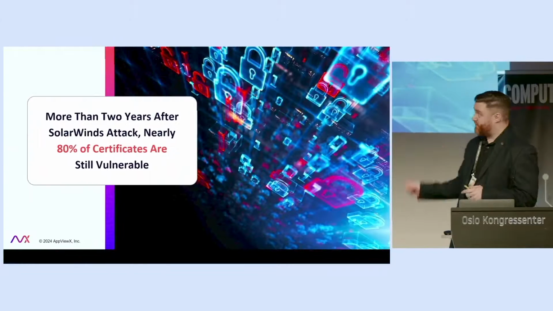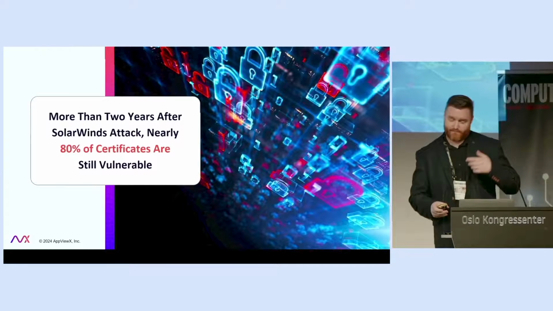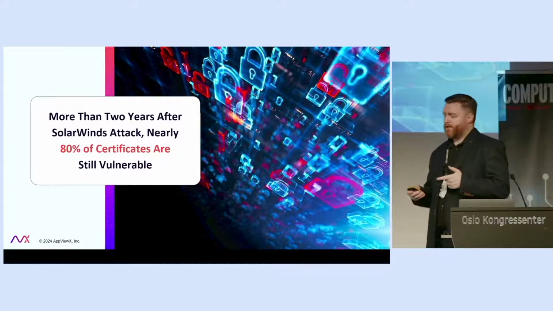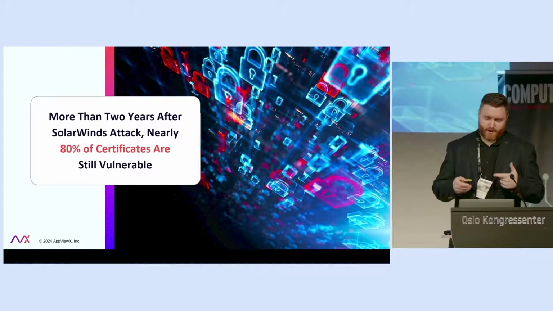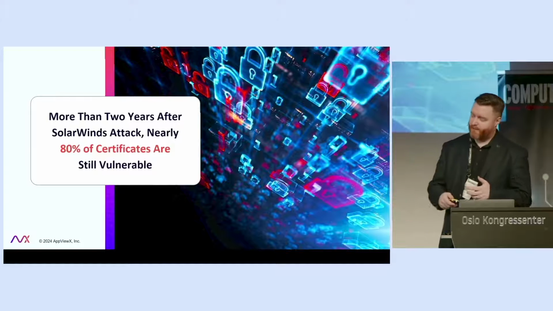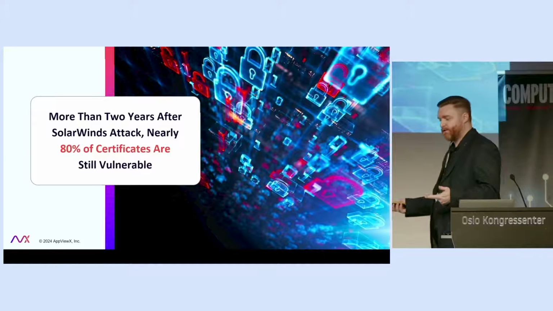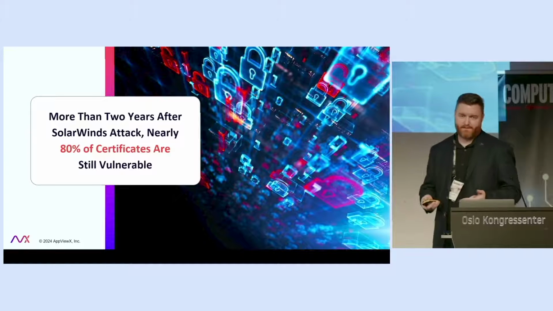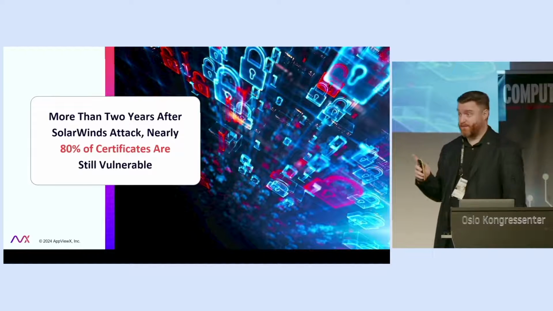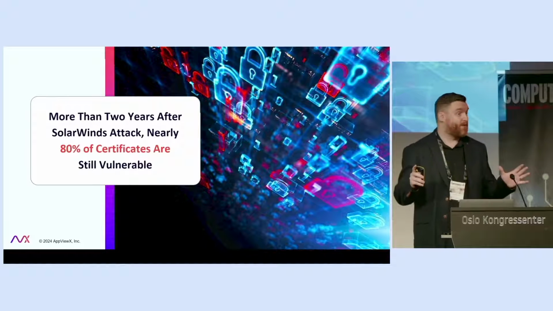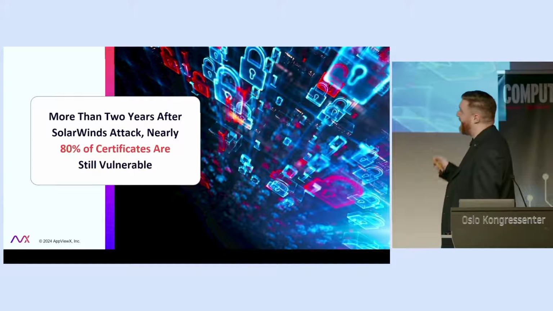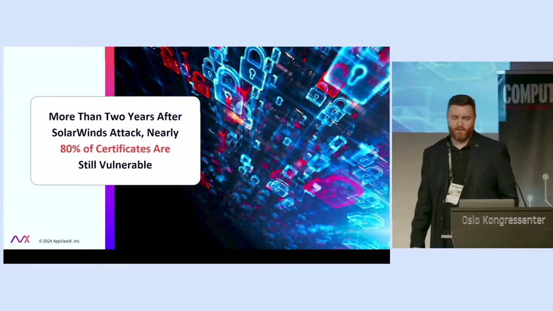One of those attacks was the SolarWinds attack. It wasn't from 2023, it was a couple of years back, but it was a major sophisticated attack. At a very high level, the code signing certificate got compromised. They used that to sign the software, injected that code into the pipeline, and it got signed off. But still, 2 years after such a major attack, and let's be honest, I'm not sure anyone in this room hasn't heard about the SolarWinds attack, we're still talking about 80% of certificates that are still vulnerable.